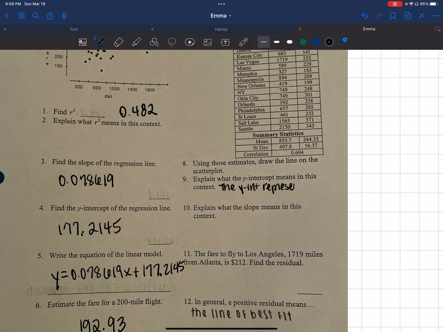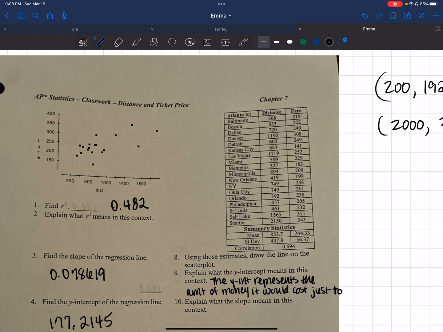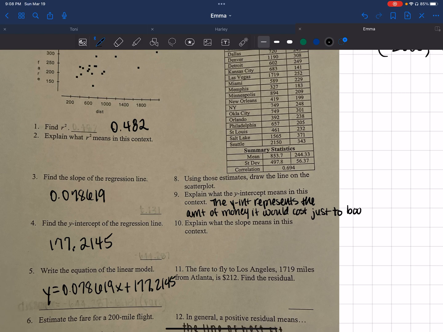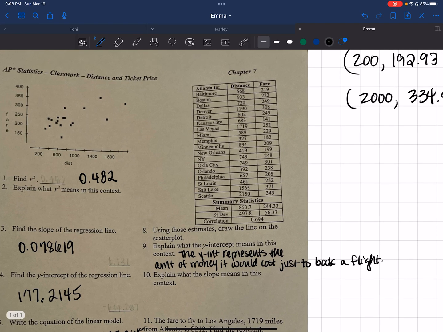So we can say the y-intercept represents the amount of money it would cost just to book a flight.